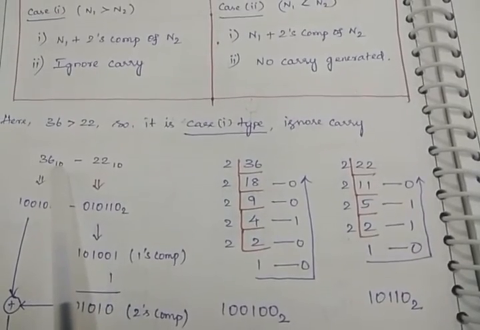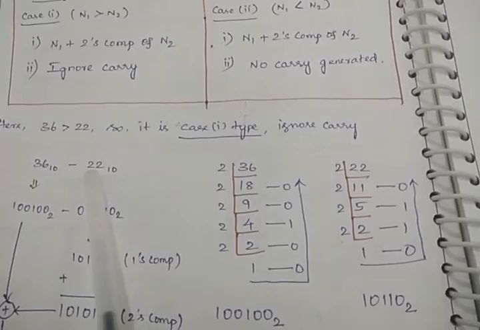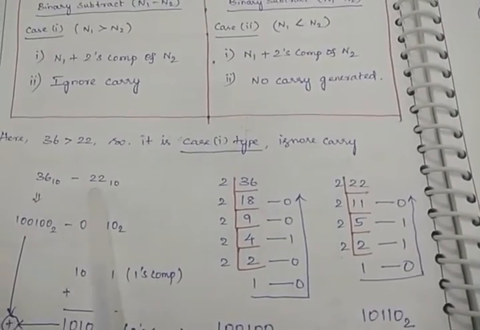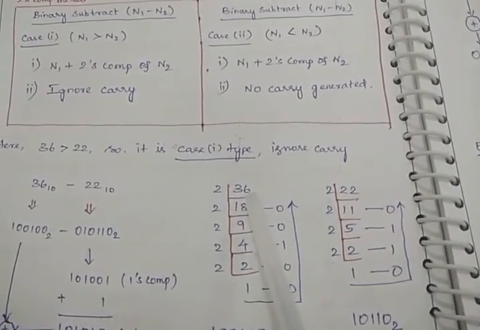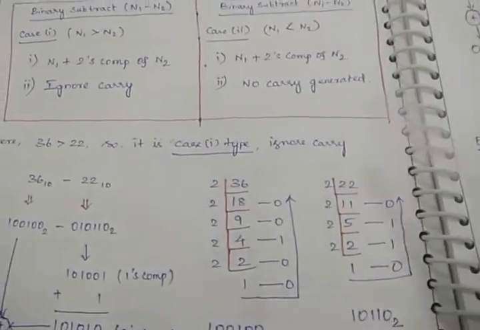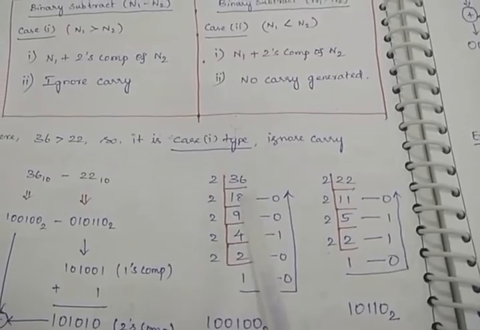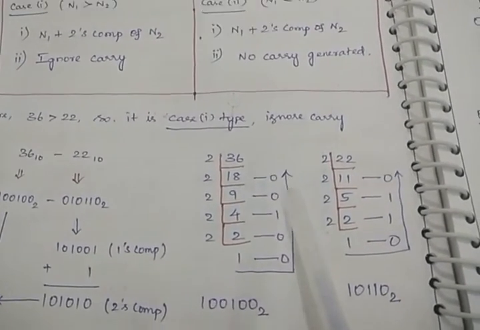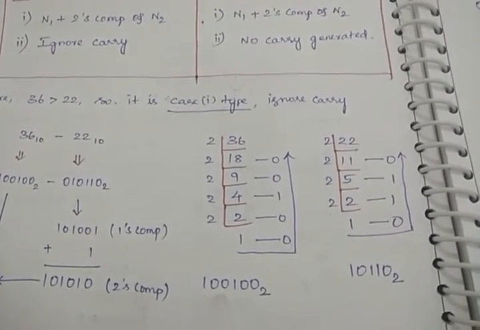So 36 to the base 10 minus 22 to the base 10. First we need to convert these decimal numbers into binary numbers. We know how to convert a decimal number into binary: dividing the given number by the radix, that is 2, and continuing this division until we get 1. So we got these values. You should take them from bottom to top. So the value is 100100.